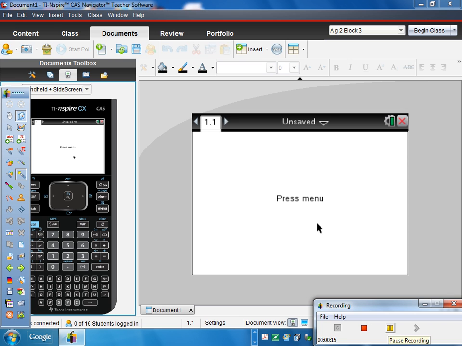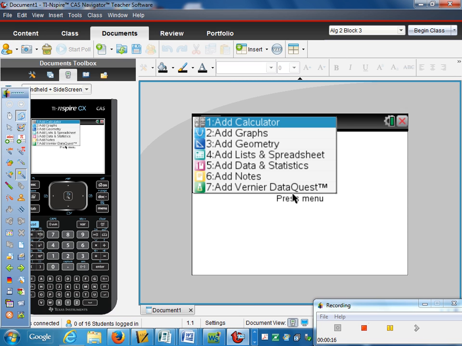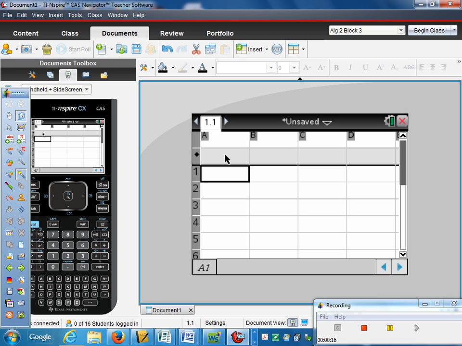Okay, so yes, you're going to need to enter data. You always put data in a list and spreadsheet. So yes, we're going to put it in a list here.